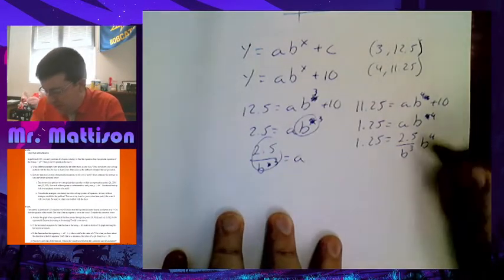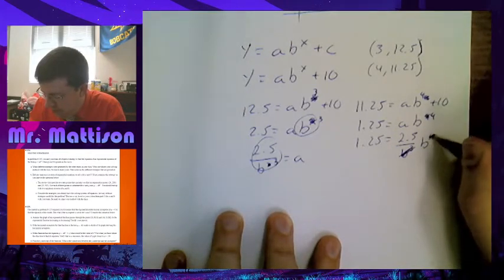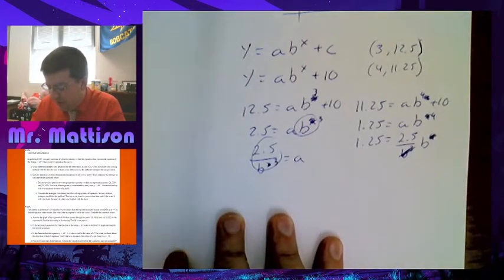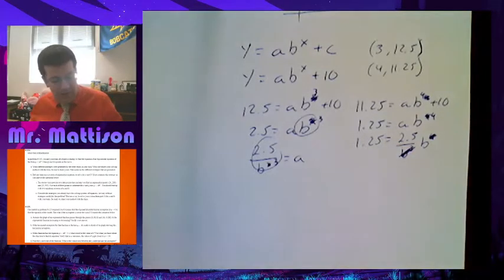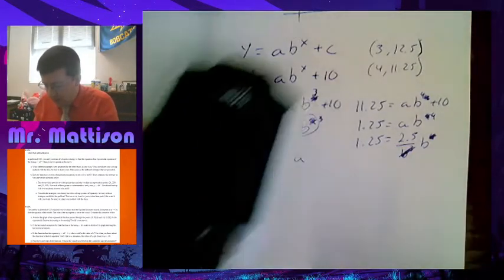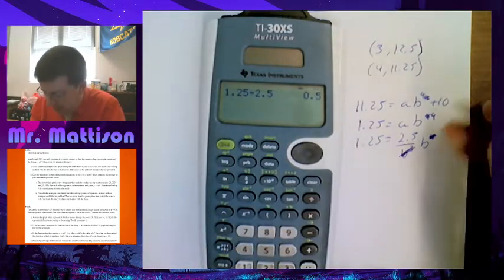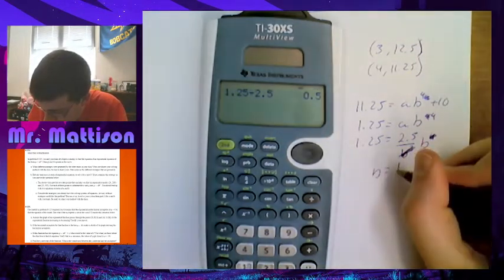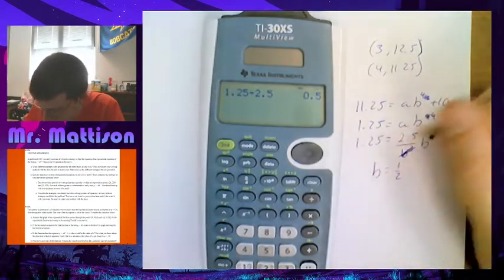So I get 1.25 equals 2.5 over b to the third times b to the fourth. So over here, these are just going to cancel out. If you use 3 b's in 3 of those 4, so it's just 1 b left over. So I get 1.25 equals 2.5 b. So I can just grab my calculator and go 1.25 divided by 2.5, and I get half. Right, so there's my b value.